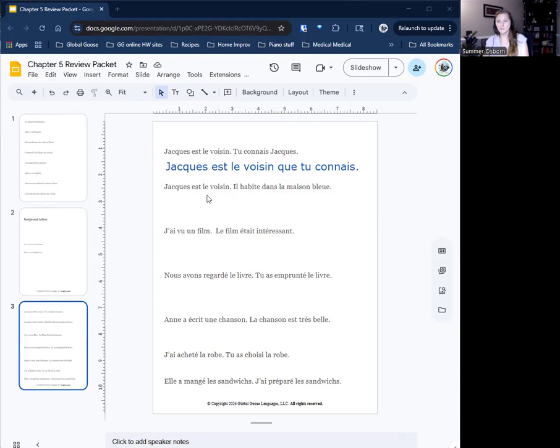Okay. Here's a similar sentence. It's Jacques again. But this time, when I've talked about Jacques twice, I used il the second time. Doesn't sound as repetitive, but I'm still just saying Jacques est le voisin. Jacques habite dans la maison bleue. Very choppy sentence. What I can do is use qui here instead, and I can combine this into one sentence. Jacques est le voisin qui habite dans la maison bleue.